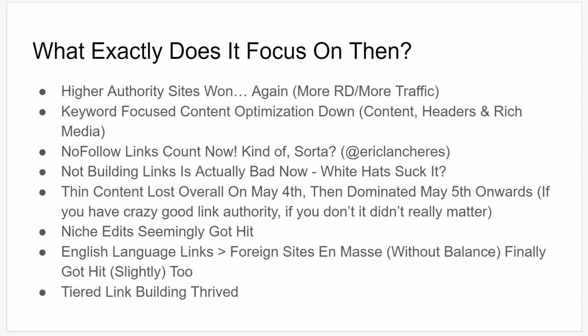Niche edits also seemingly got hit. This is something that was pretty interesting. Sites that basically got link inserts. It seems that Google finally clocked on and they finally came in some way to categorize niche edits and attack those in some specific way with this update.